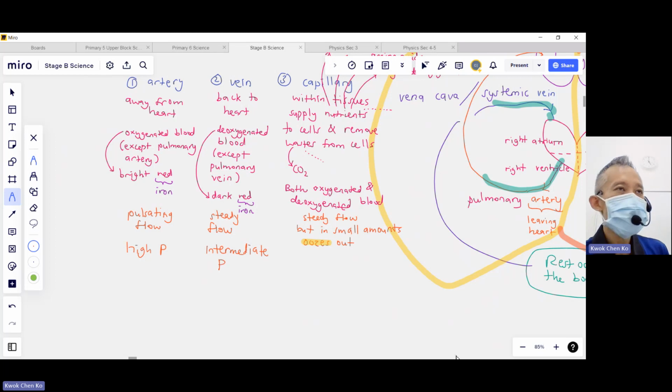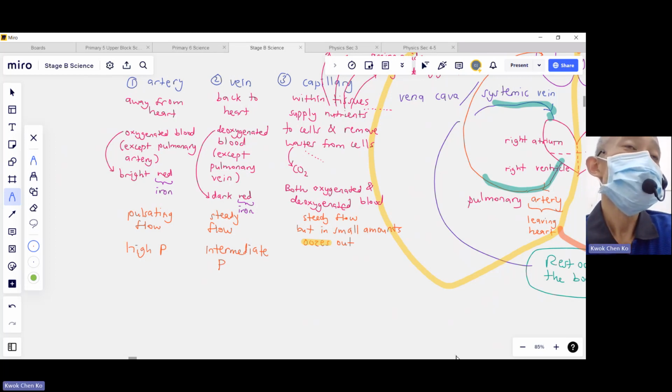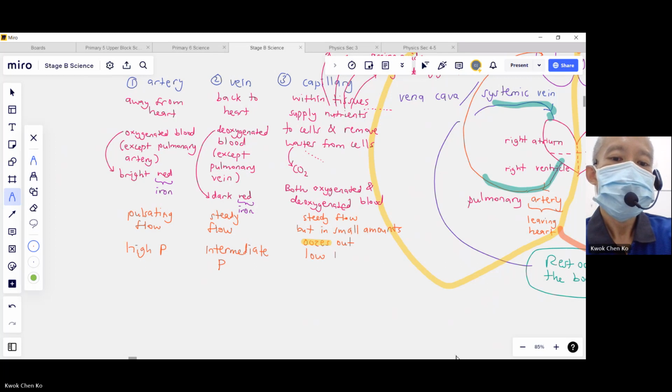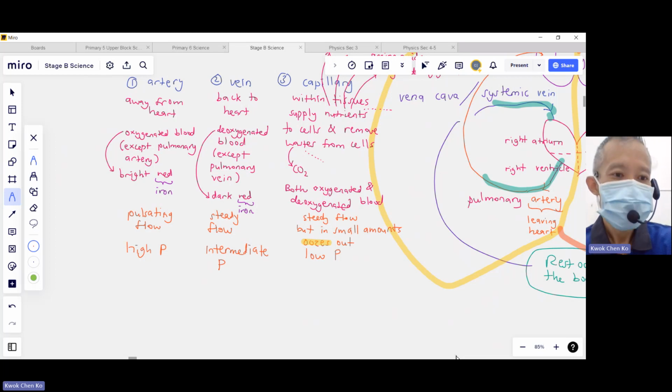Of course, you can measure the pressure, which is why there's such a thing called blood pressure. Now this one will be low pressure. That's why your blood oozes up. It doesn't spurt up. Having said that, let me just write out. They love to use this word, spurts up.